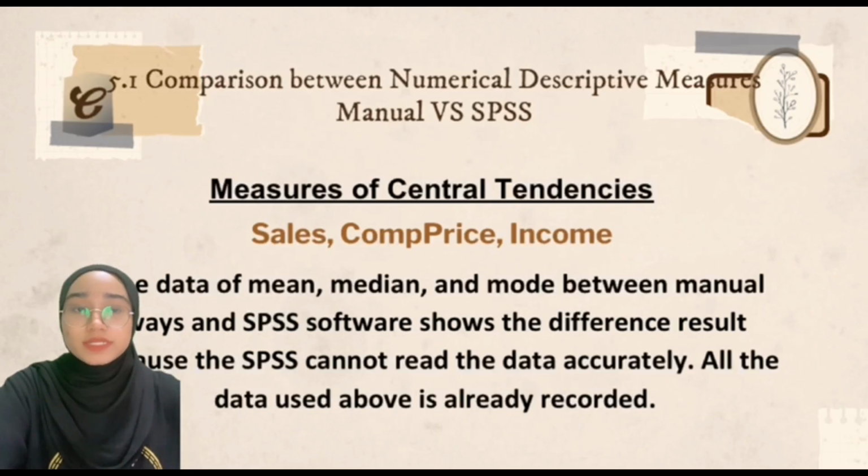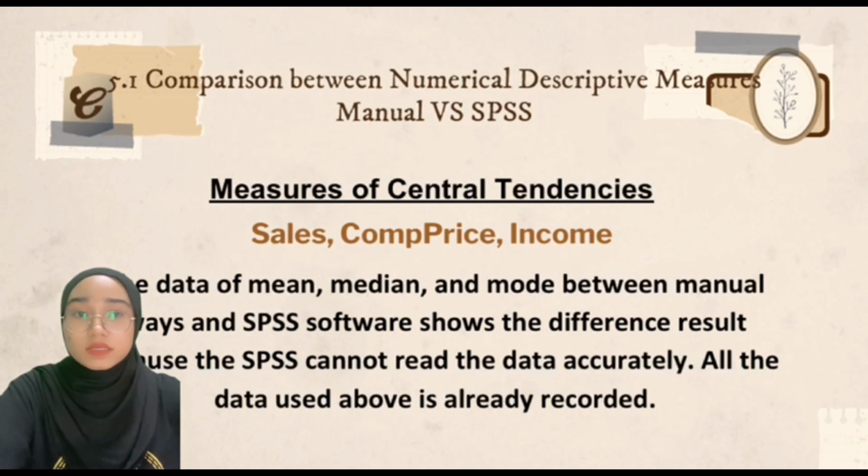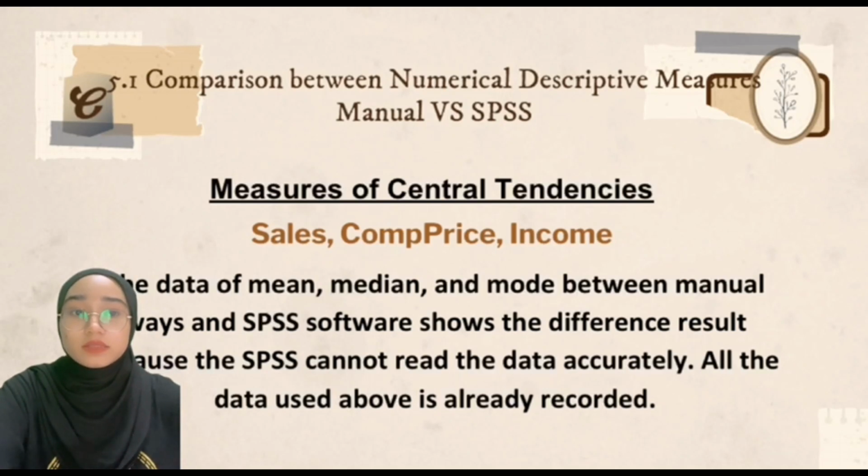5.0 Statistical Analysis using SPSS. 5.1 Comparison between numerical descriptive measures, manual versus SPSS. First, measures of central tendency: sales, comprise, and income. The data of mean, median, and mode between the manual way and the SPSS software show different results because the SPSS cannot read the data accurately. All the data used above is already recorded.